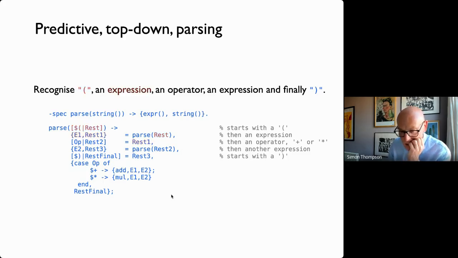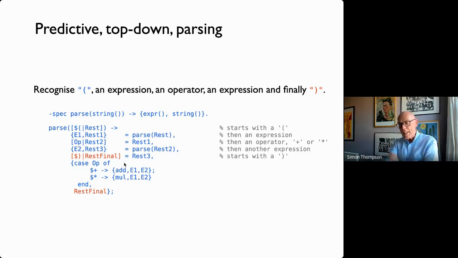So I get an opening parenthesis, then an expression, then an operator, then an expression, and then a closing parenthesis. And then what I return is, depending on what the operator is, if it's a plus, I return an addition of E1 and E2. If it's a multiplication symbol, I return multiplication. And in each case, I pair it up with whatever is left of the string.